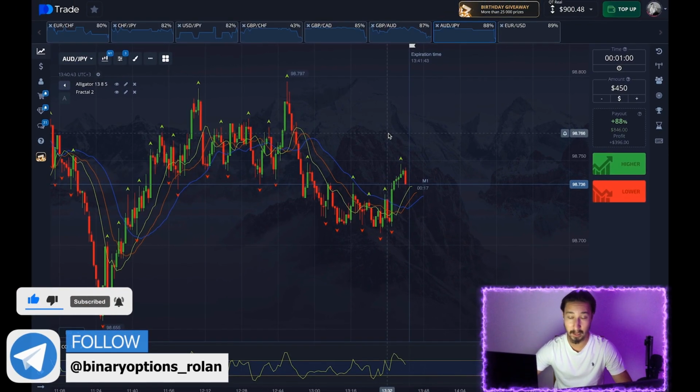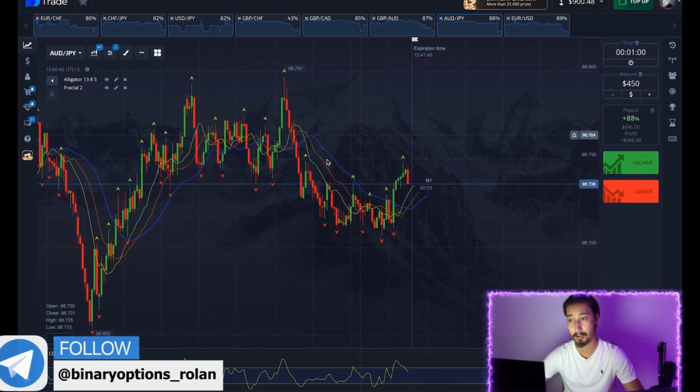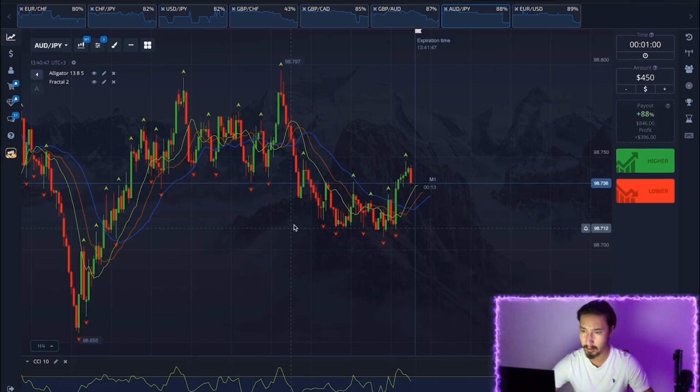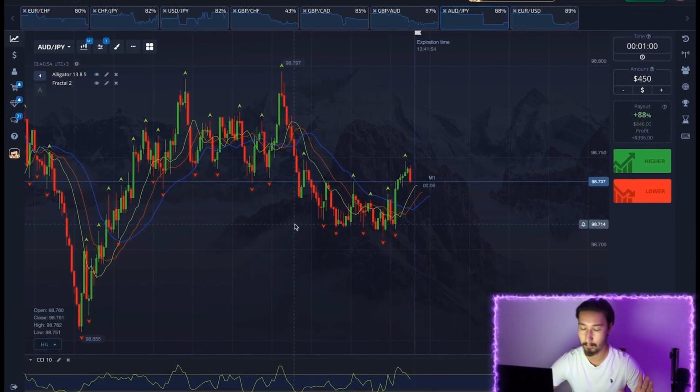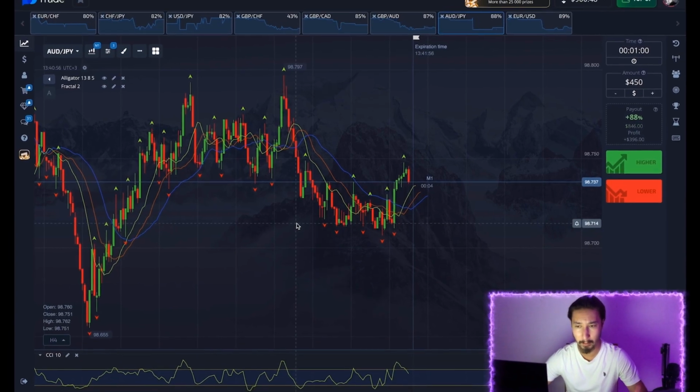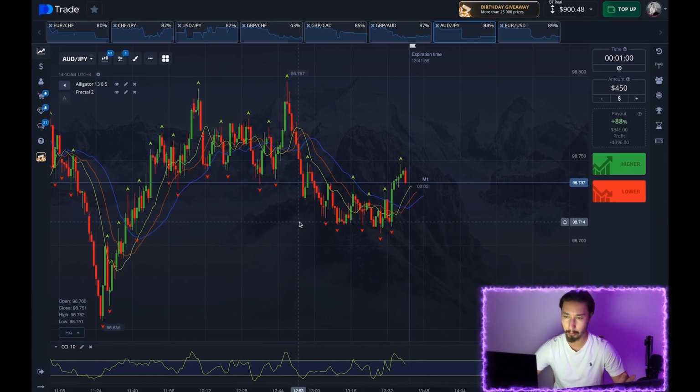Alright guys, for the second strategy we have the following indicators: Alligator and the Fractal with absolutely default settings, and the CCI oscillator with a period of 10. So let's start with a deal of 450. I don't know what's happening with me today. We will trade on the 1 minute time frame.